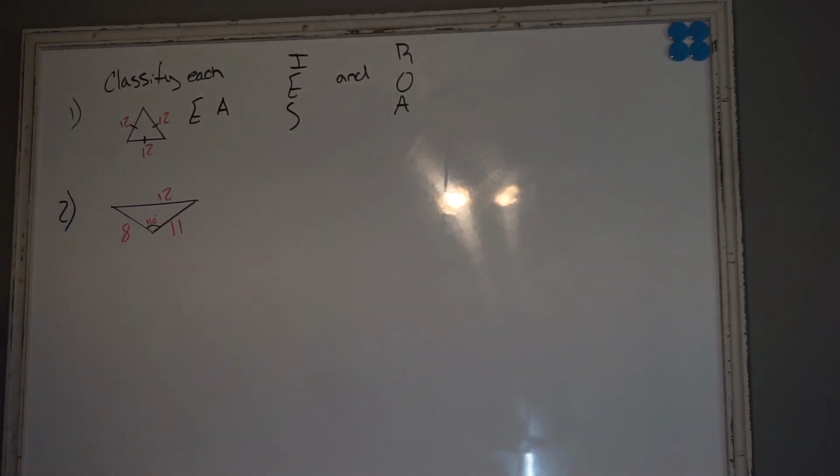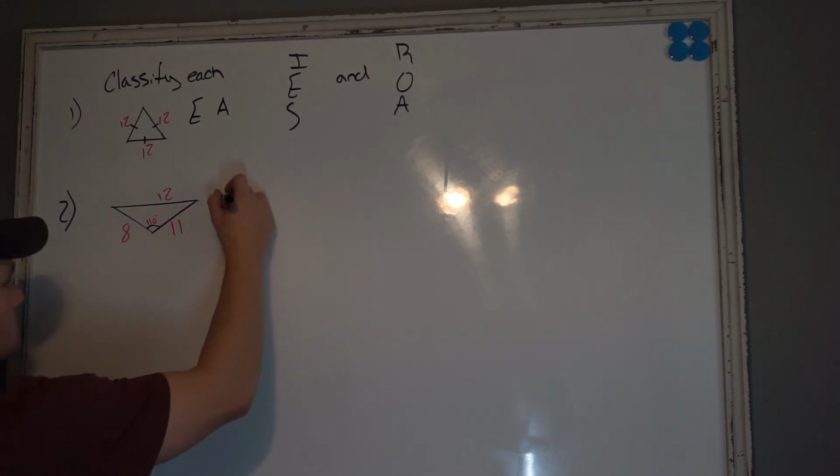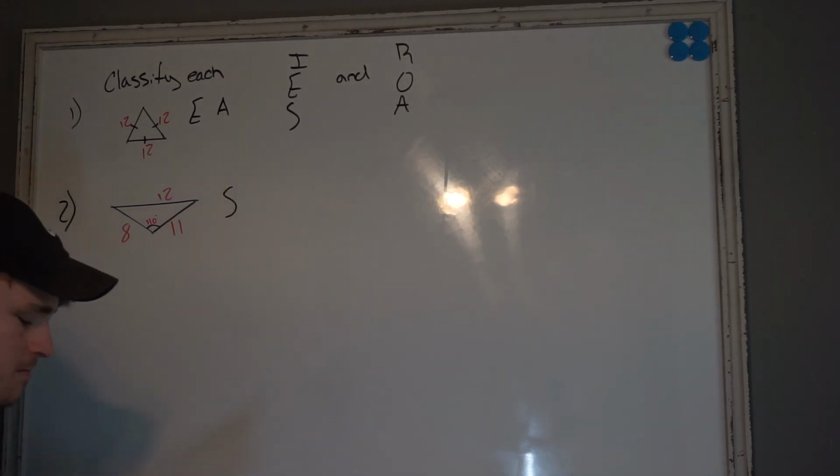So let's look at number 2. We have 8 for one side, 12 for one side, and 11 for the other side. So if we look at the classifications, we know that this is a scalene triangle because none of the sides are equal at all. So we're going to go ahead and write S for scalene.